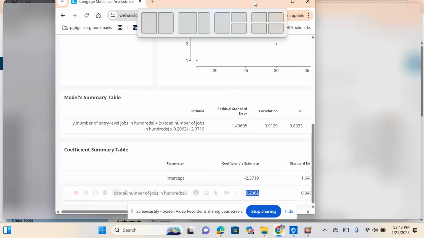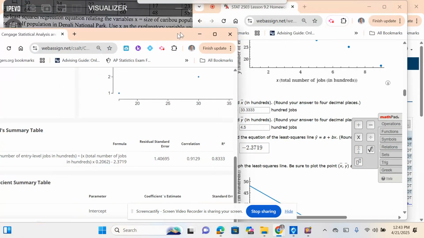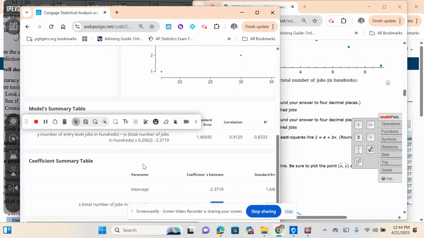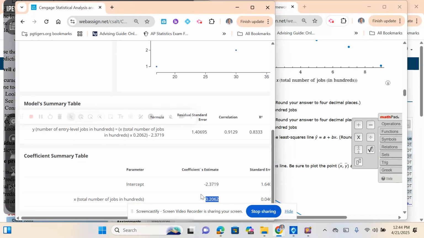That is the y-intercept, but when they write this in this form, they put the y-intercept first. So I'm going to do it a little backwards than what you're used to. Now, this next one is the coefficient estimate of the x variable. So this is your slope.